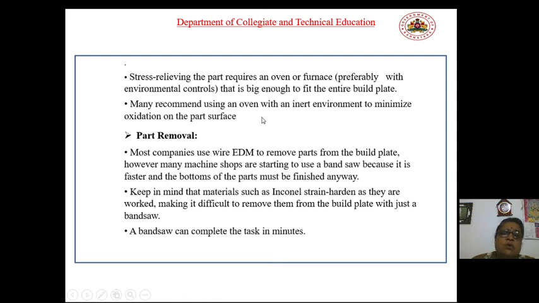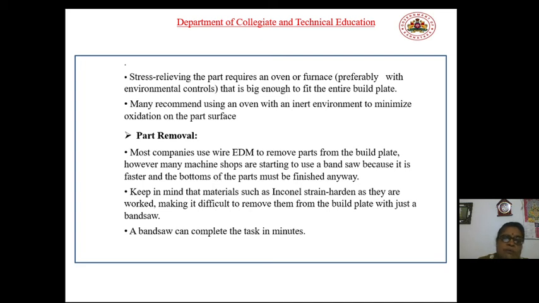So, part removal is an important aspect in AM, to remove the parts from the build plate. However, many machine shops are starting to use a bandsaw because it is faster, and the bottoms of the parts must be finished anyway. Part removal is very important because it should not cause any damage, so care should be taken here to remove the parts.